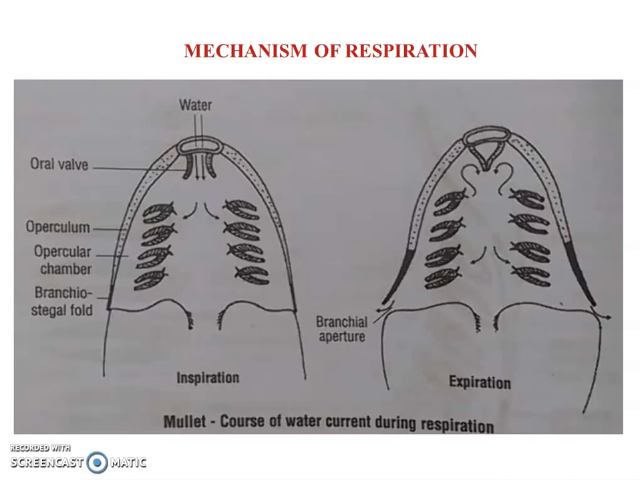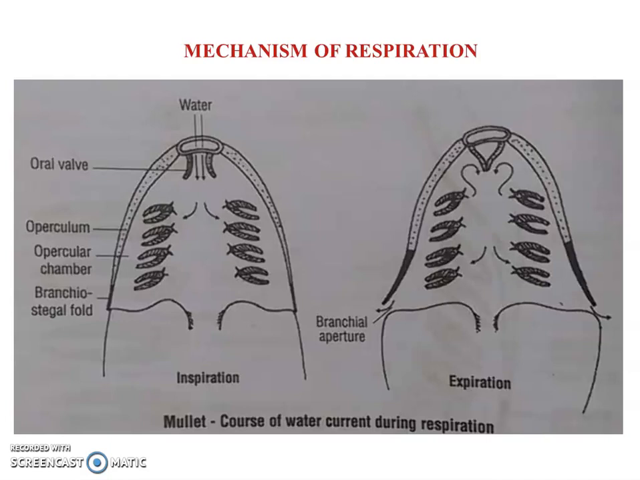So this is how the whole process is completed. That is, water moves through the mouth to the buccal cavity, and from there to the pharynx through the oral valve. Once the water enters the pharynx, the oral valve closes. The water from the pharynx will move to the extrabranchial chamber, because there is no other way out, isn't it?